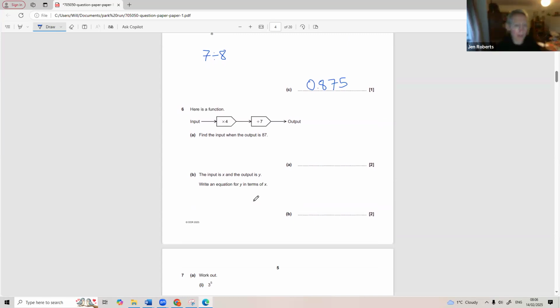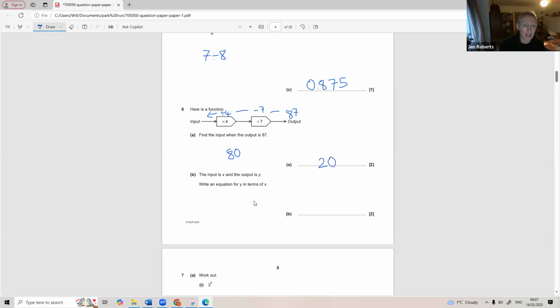Okay, find the input when the output is 87. So we're going the reverse way through a function machine. So we do everything in reverse. What's the opposite of add 7? Subtract 7. And what's the opposite of times 4? Divided by 4. So 87 take away 7 is 80. 80 divided by 4 is 20.